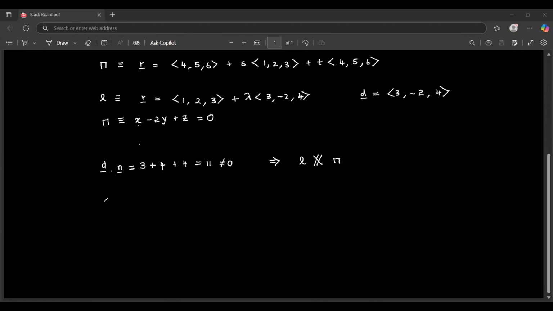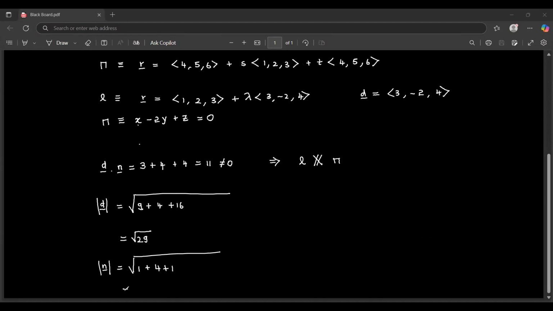So now we have to find the magnitude of d. The magnitude of d can be given as the square root of 3 squared is 9, plus 2 squared is 4, and 4 squared is 16, so square root of 29. We can find the magnitude of n also. That will be given as 1 plus 4 plus 1, so that will be square root of 6. So the angle between these two vectors, let me draw it for you. So this is also positive, right? Yeah, this is also positive.